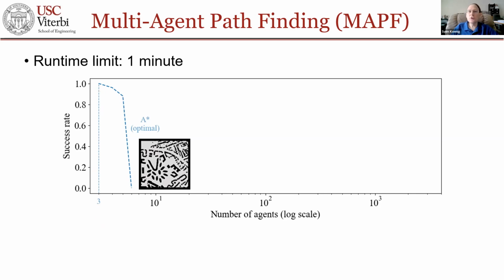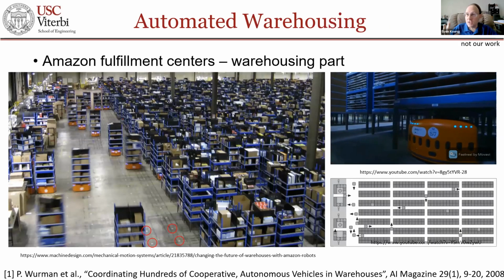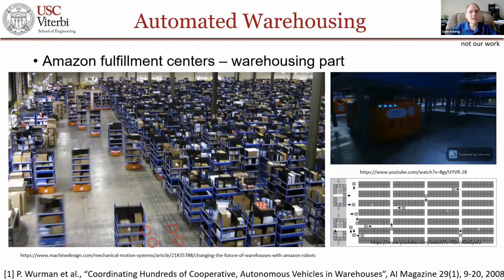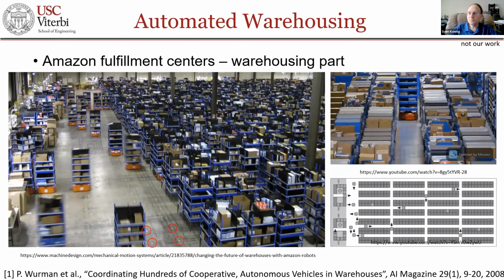All right, so we can solve very small multi-agent pathfinding problems, but that's just not good enough. The reason why it's not good enough is simply because the applications that we have in mind require tons of agents. So let's look at some of the applications we have in mind.